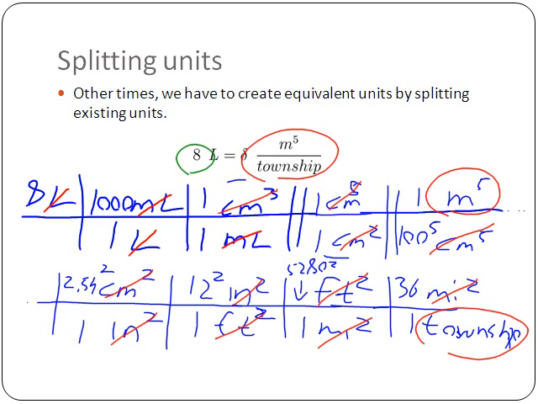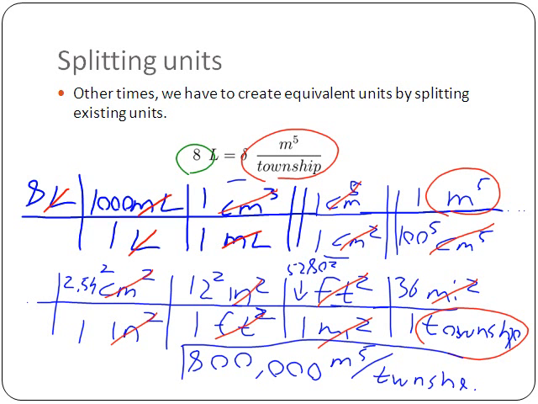And so in this case right here, our final answer is going to be 800,000 meters to the 5th per township. Not a very normally useful unit, but sometimes these things can be useful. Sometimes you will have something that doesn't seem like it would make sense in a particular set of units, but does when you look at it overall.